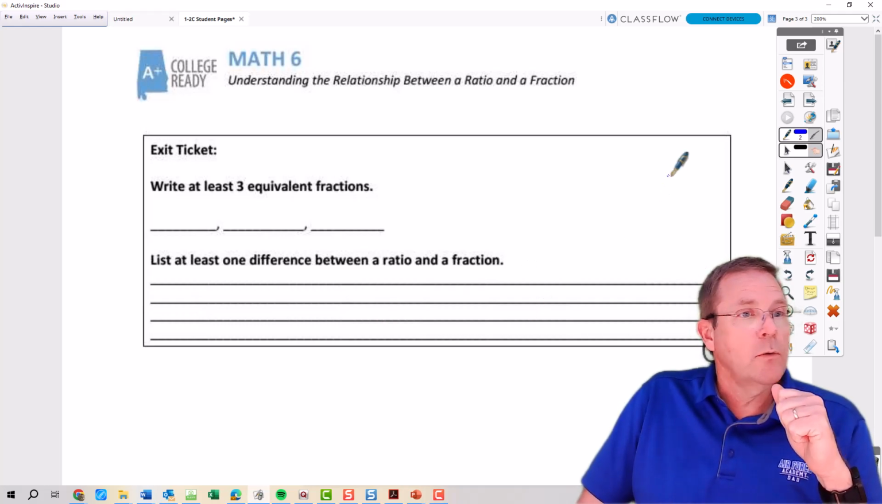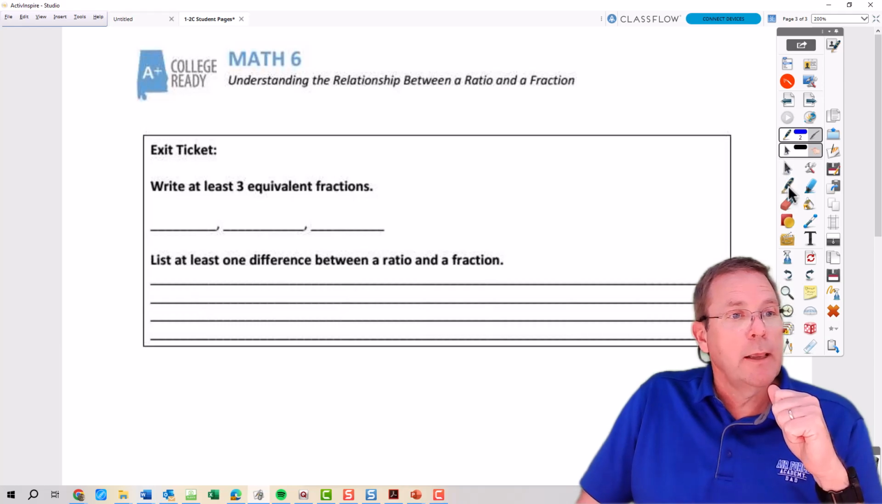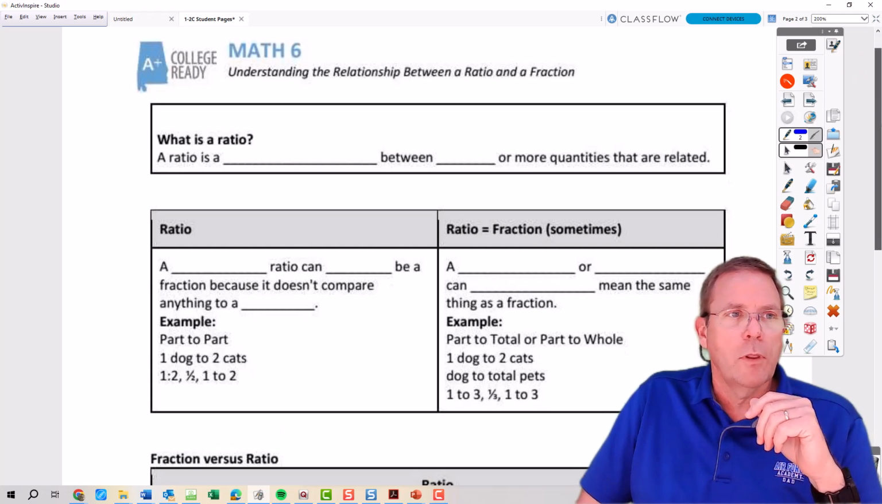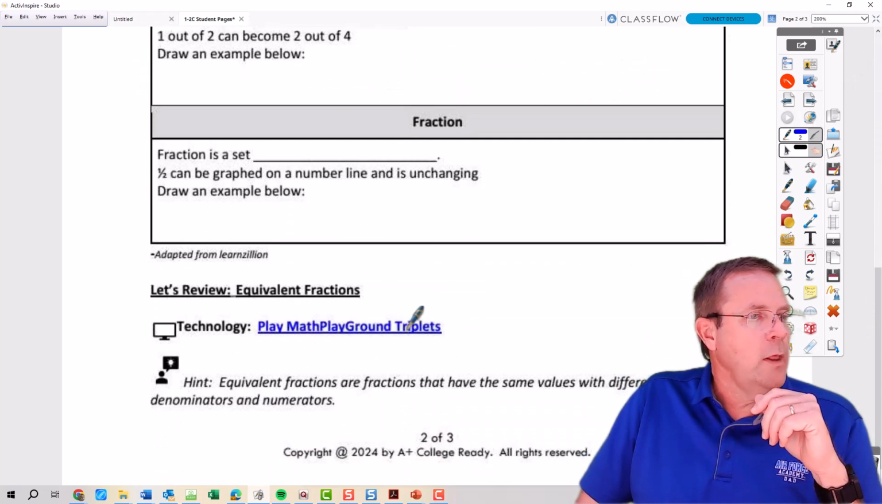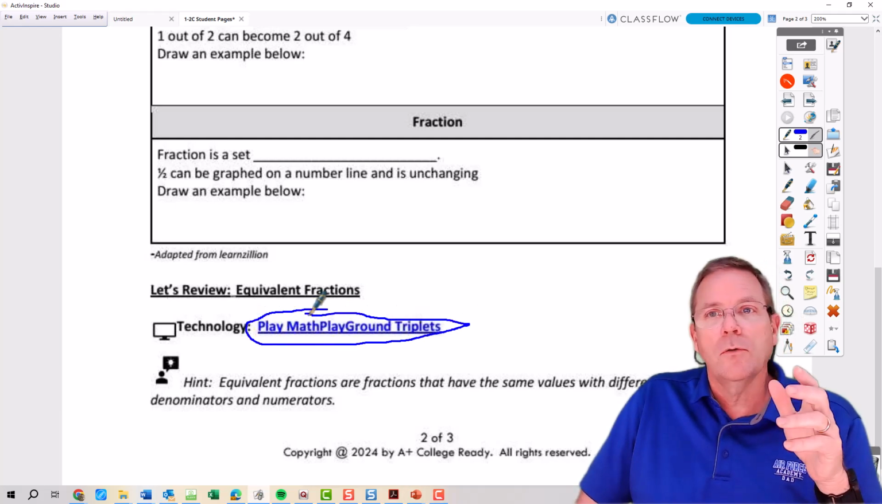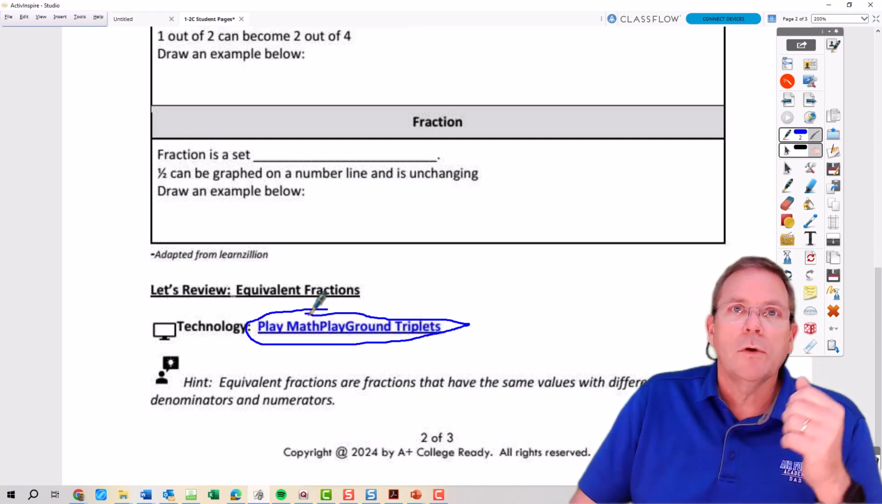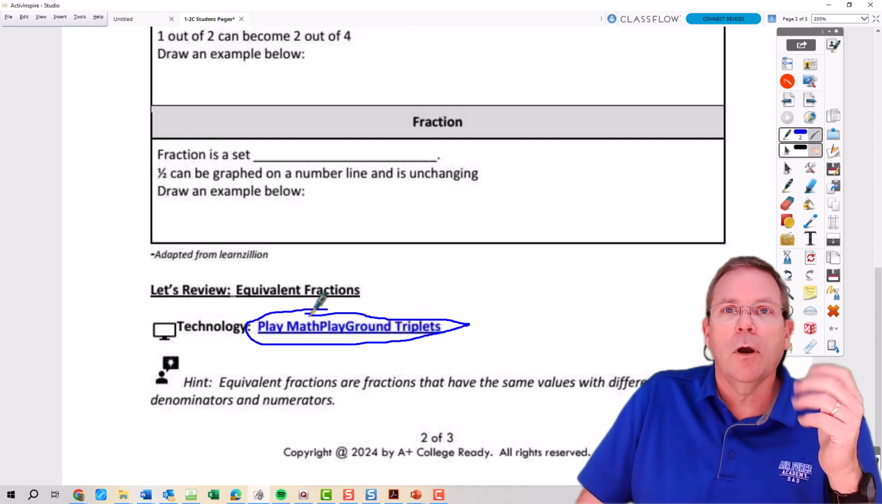And then when you're done with that, you get to play around in Math Playground. We're going to call it play, but it's actually going to be learning through play. And you're going to take the link. I will have this link for you right here in Canvas. So you can click on that and it'll take you to the right place where you're going to use your understanding of equivalent ratios to play a game and see how good you can do.